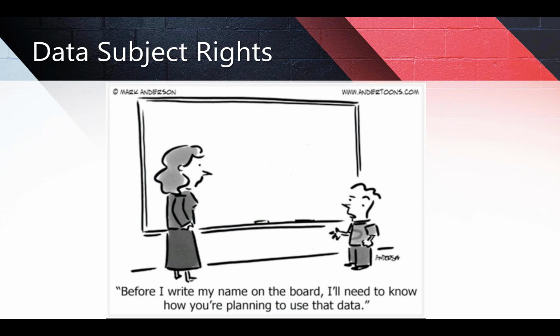It is the right to be informed. The data subject is demanding that you should let me know how you will plan to process my personal data, and this is my right, so that then I will actually give you my name, or I will write that name on the board. So this is the right to be informed.